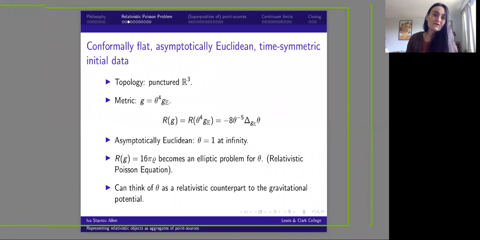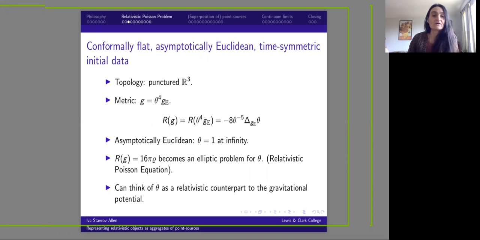And if you have background in prescribed scalar curvature, this ansatz that's on this particular slide is not necessarily surprising. So I'm going to assume the underlying topology of a punctured R3, and I'm going to be seeking metrics that are conformally equivalent to the Euclidean metric on such a punctured R3. And I'm going to impose that the metric is asymptotically Euclidean, so that I will ask that theta goes to 1 at infinity.